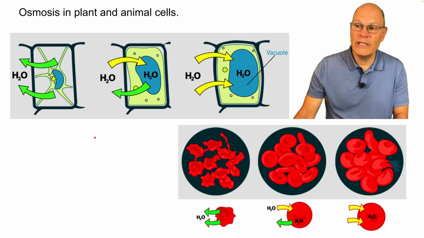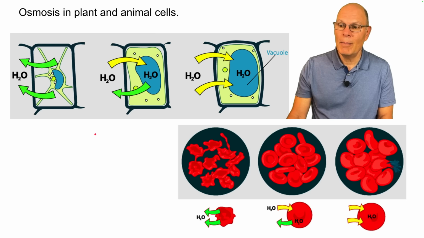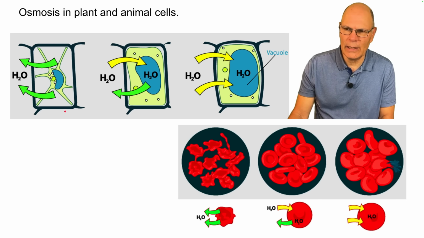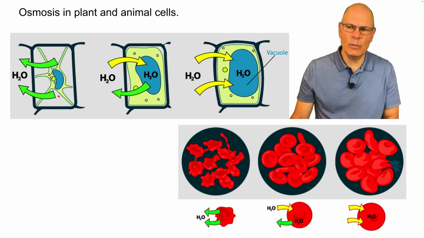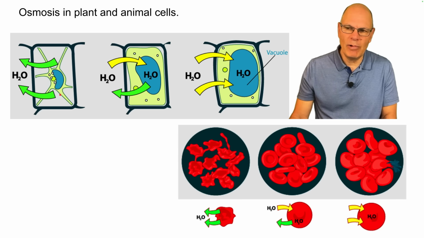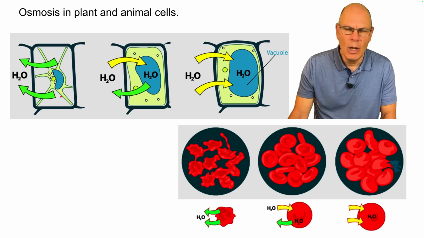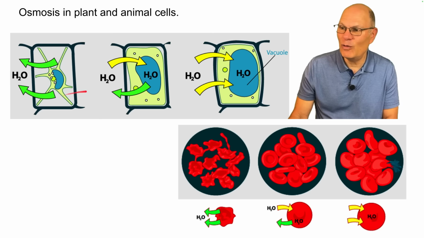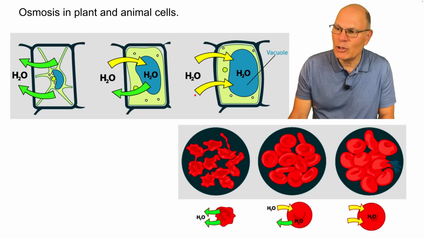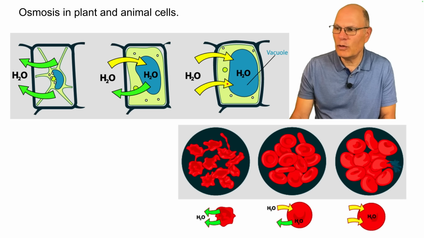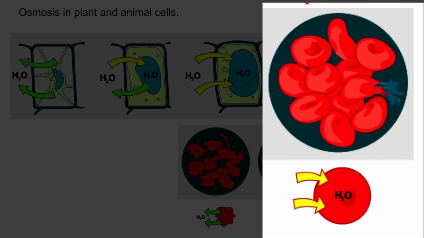You'll need to be able to predict the effect of osmosis on plant and animal cells, explaining things like what kind of environment would cause this plant cell's membrane to shrink away from its wall. What's the favorite environment for a plant cell? It happens to be a hypotonic environment because that's where water flows into cells. And over here in this red blood cell, an animal cell, what conditions would be causing these red blood cells to be bursting?